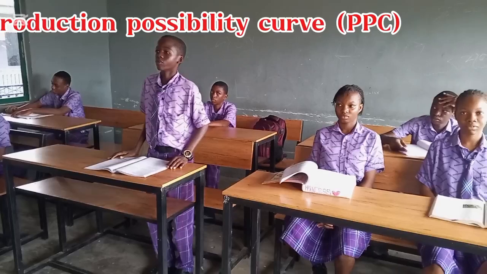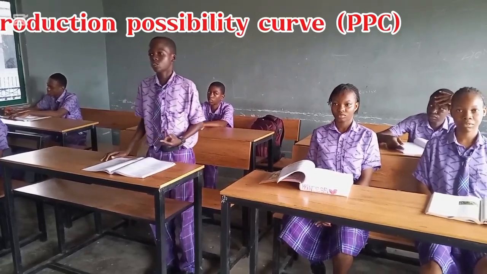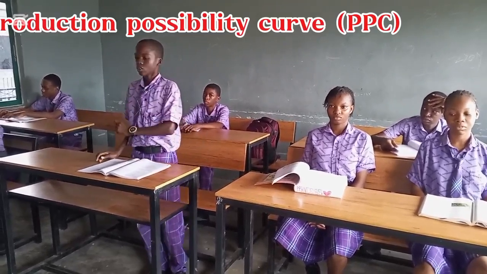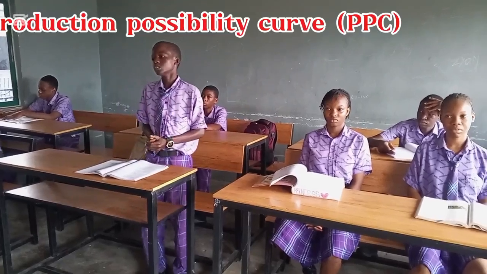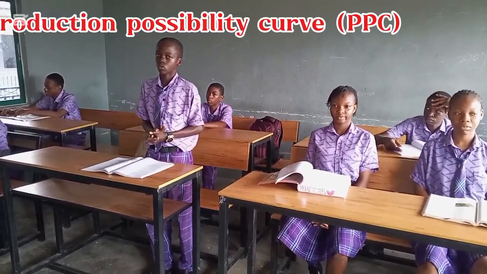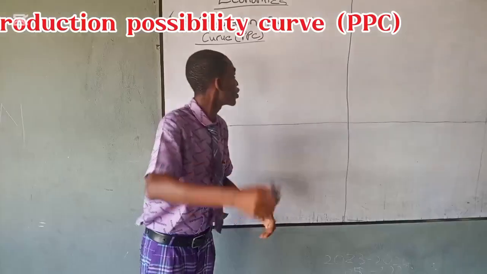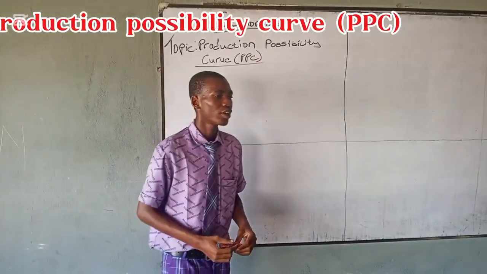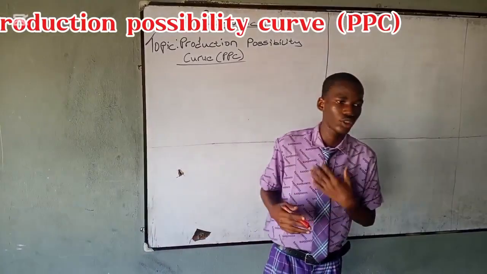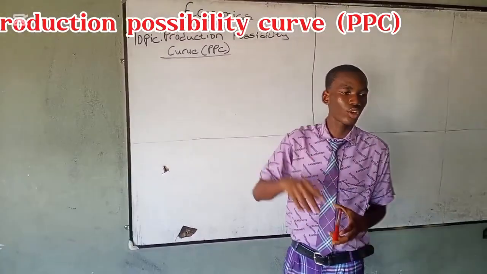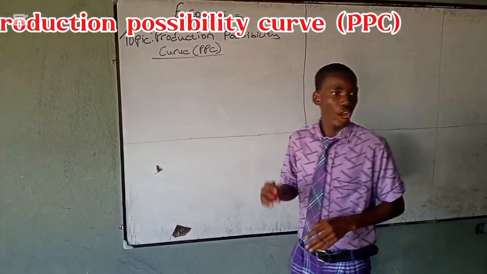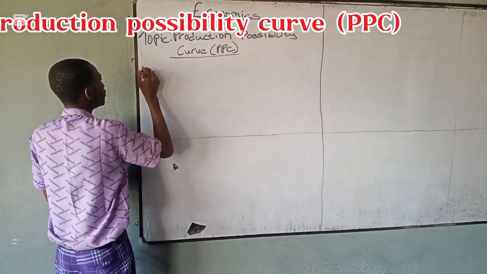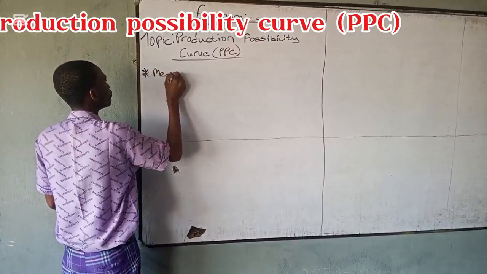Production possibility curve is a curve that shows the possible combinations between two commodities that can be produced in an economy at a given level of technology and productive resources, assuming the resources are fully and most efficiently used. That's correct. So now, production possibility curve is a diagram or graph that shows all possible combinations of two commodities in an economy given a level of technology and resources within a short period of time. So we are taking the meaning of production possibility curve.